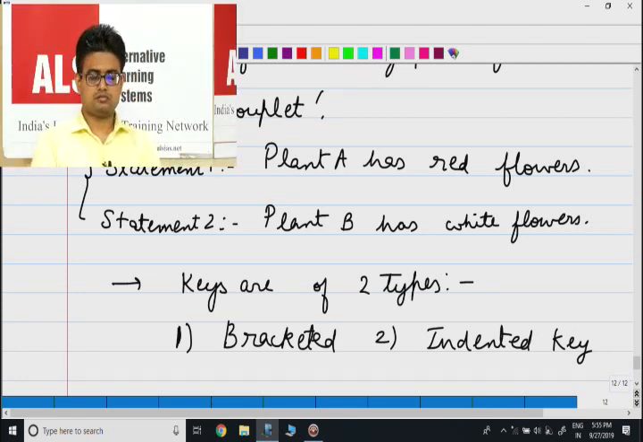All right. One is the bracketed key, other is the indented key. This is the end of this chapter.